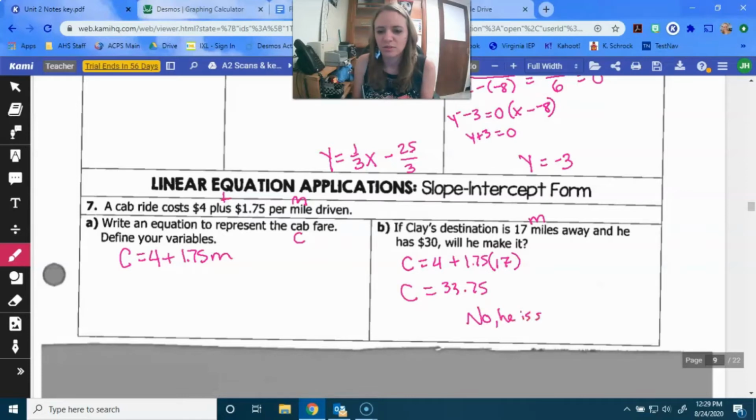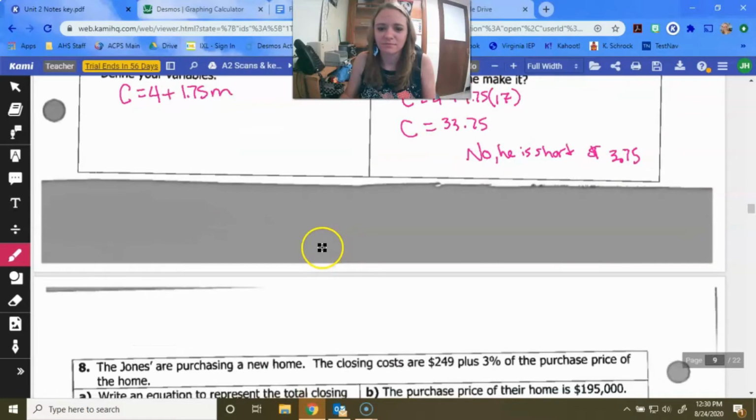He is short $3.75. He about people before somebody jumps in and gets a cab ride and then somebody else ends up paying for it because the doofus didn't bring enough money with him. Yep. Oh, bummer. And if you're a nice person, you'll bail the guy out. But if you're not, yeah.